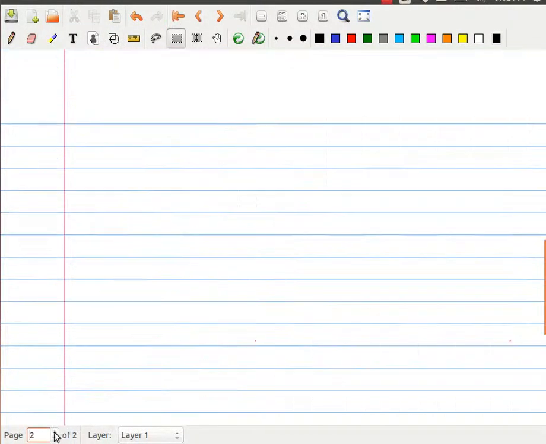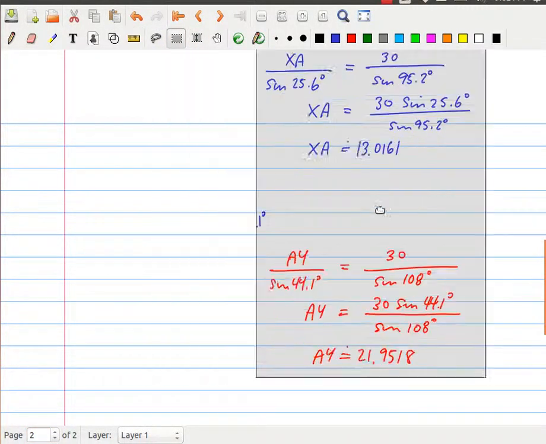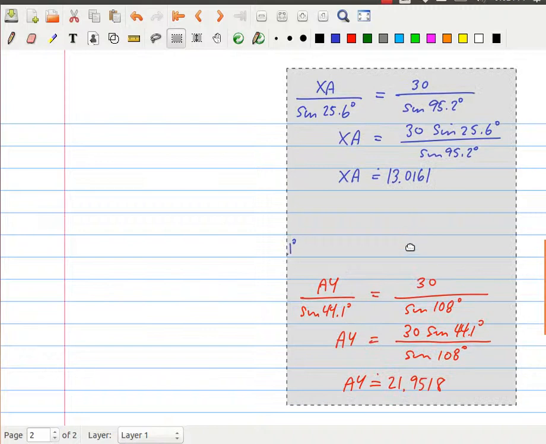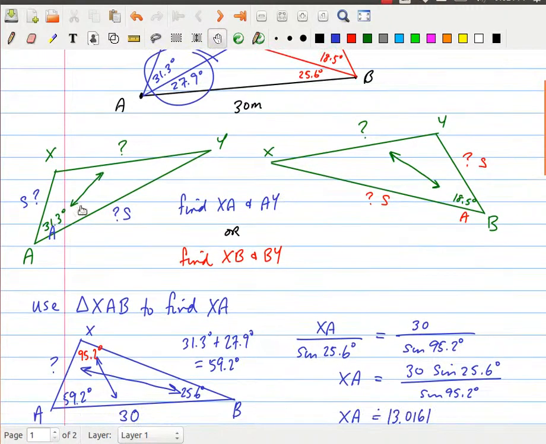So I'm going to be flipping between a couple of pages here. First thing I'm going to do is paste down those calculations that I just made. And the reason I'm doing that is I'm going to make use of them on this page. And I need to flip back and just verify my diagram. So which triangle was it that I was going to make use of? I was going to use this triangle on the left, which is XAY.